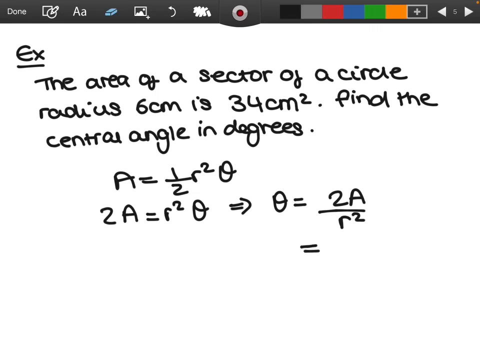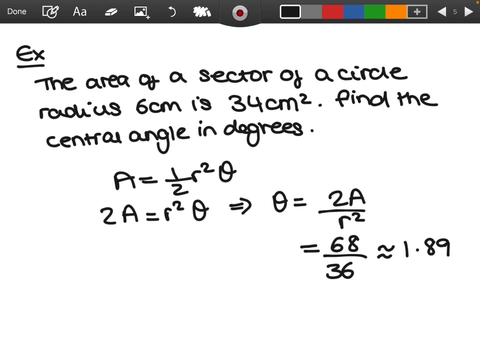So 2 times 34 gives me 68. And my radius is 6, so multiplying that by itself will give me 36. And then if I do that, I end up with approximately 1.89. Now that is my theta in radians. It's 1.89 radians. There is no pi in here. It is just in radians. We get this constant value back.